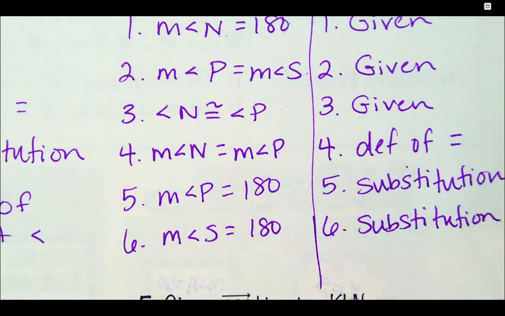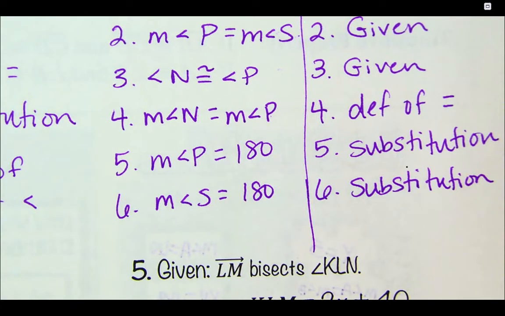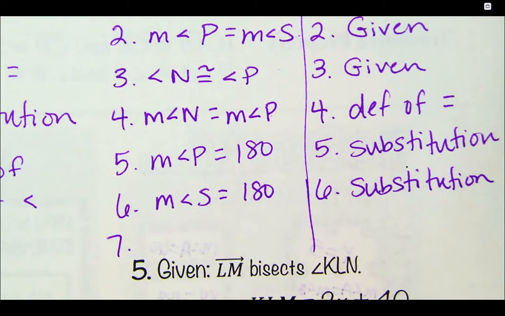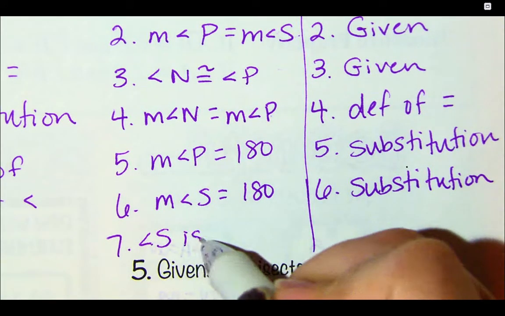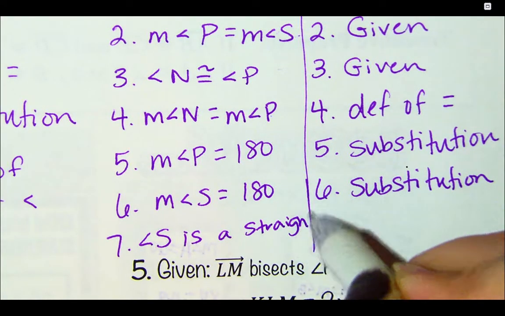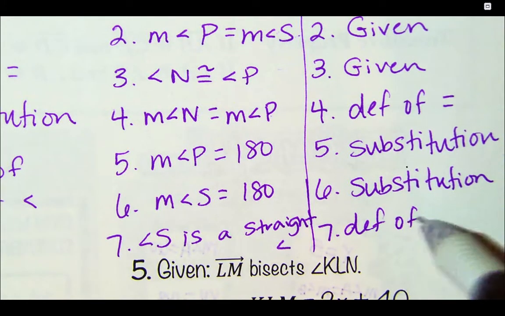So now can we prove that S is a straight angle? Yeah, now we just have to use the definition of straight. Angle S is a straight angle. Definition of straight angle.